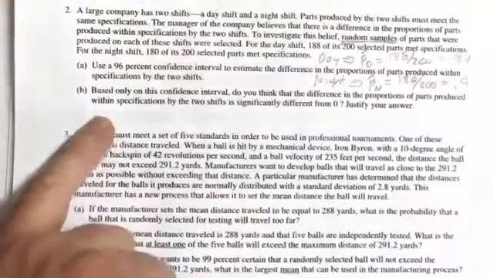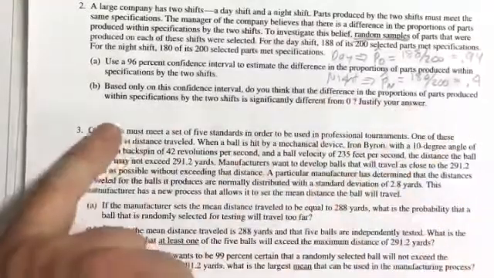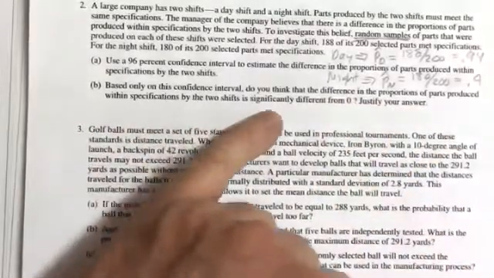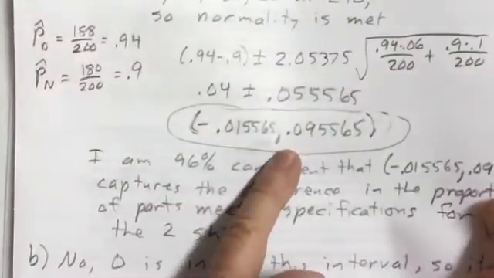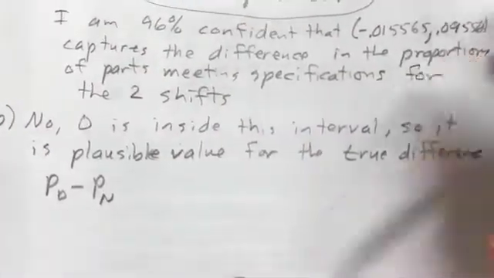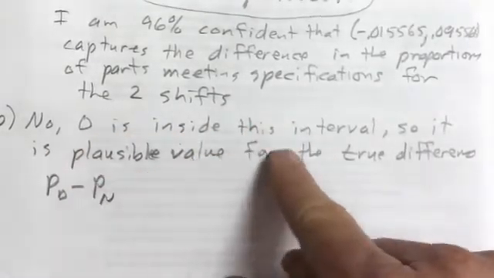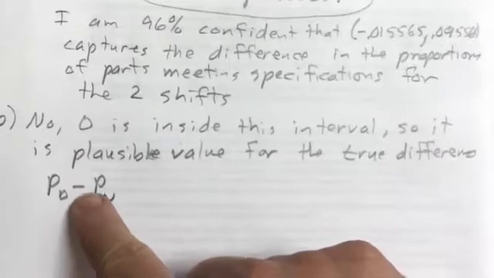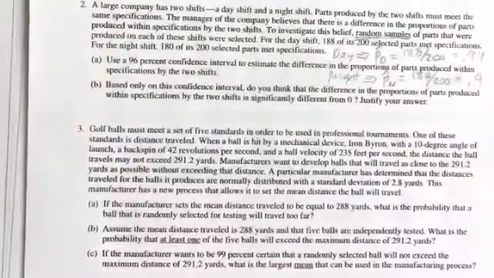All right, then it asks, based on this confidence interval, do you think the difference in the proportion of the parts produced within the specification by the 2 shifts is significantly different from 0? Well, 0 is in the interval, so it's a plausible value. So the answer to that question would be no. 0 is inside this interval, so it is a plausible value for the difference, p_D minus p_N. And so that's that. And that's it for number 2.